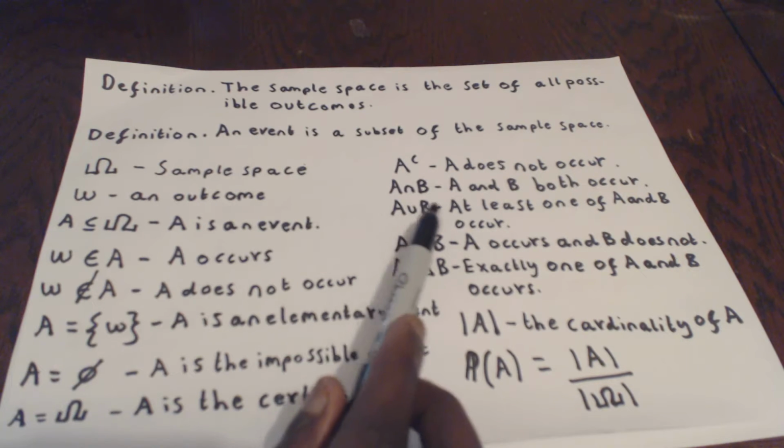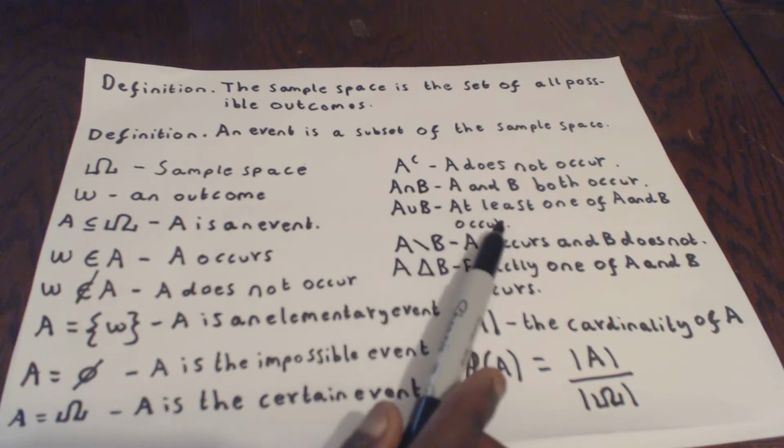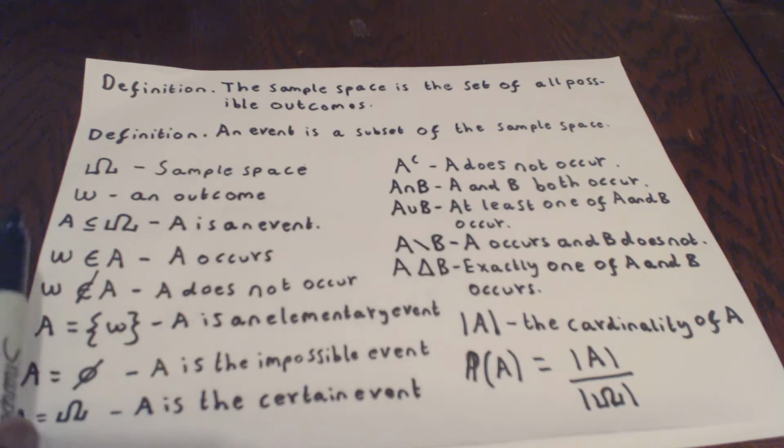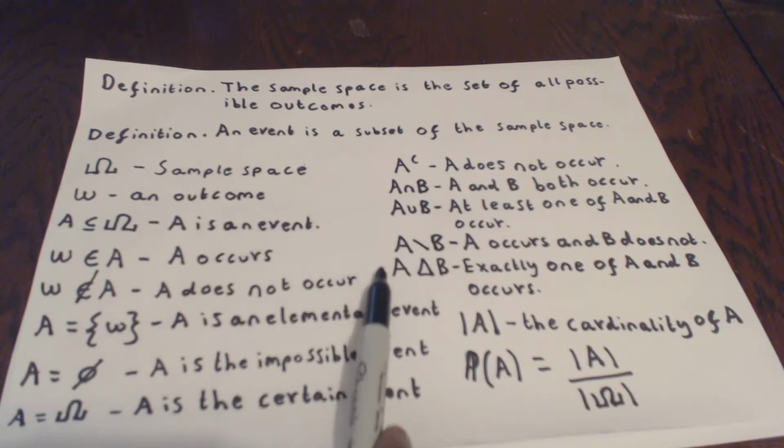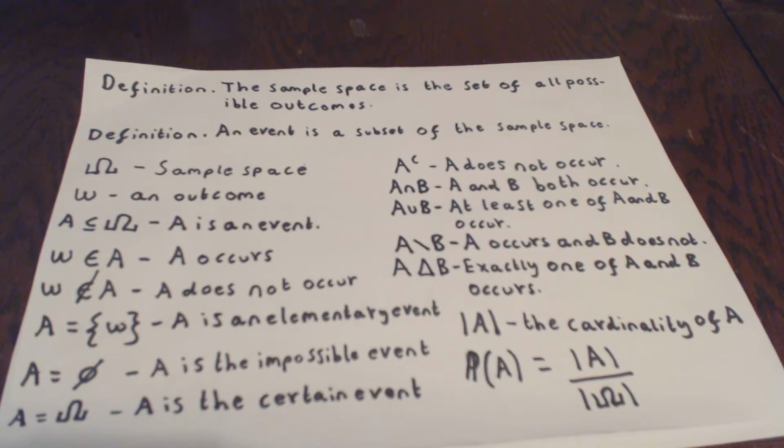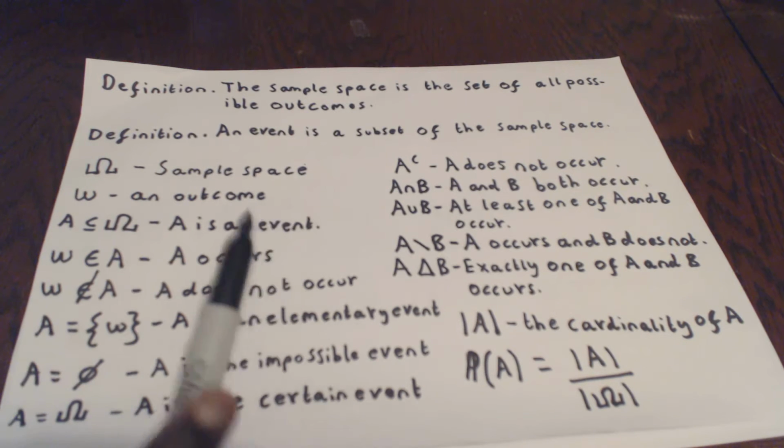A or B is defined as at least one of A and B occurs. These are the definitions, by the way. You might also see this rewritten as A occurs or B occurs, or A and B occur, and that's for A or B. Similarly, for the symmetric difference of A and B, which is defined as exactly one of A and B occurs, you might also see this defined as A occurs and B does not, or B occurs and A does not. Just so you're familiar with the different ways that they can be defined.